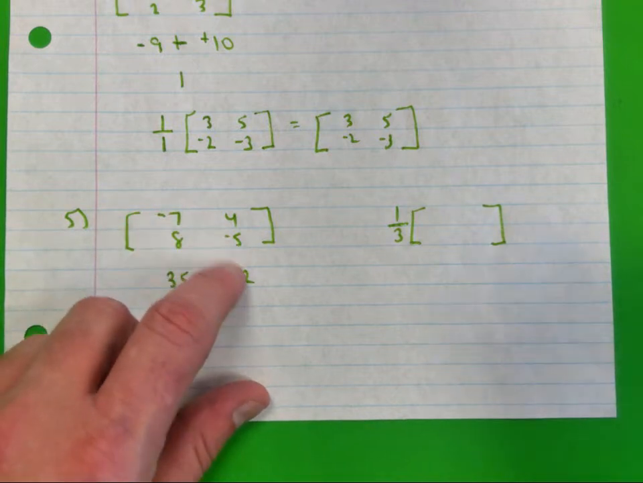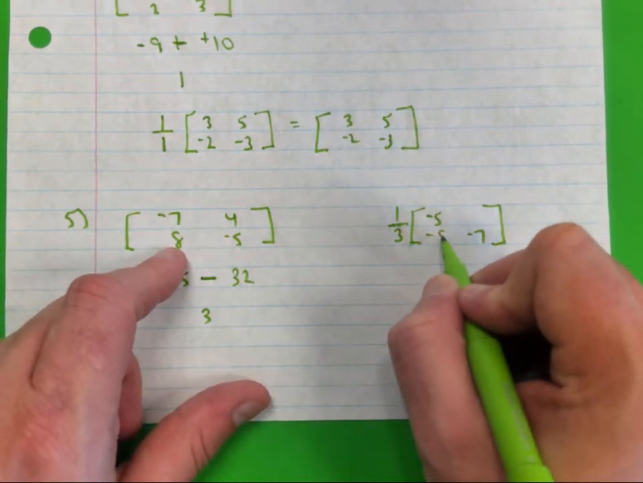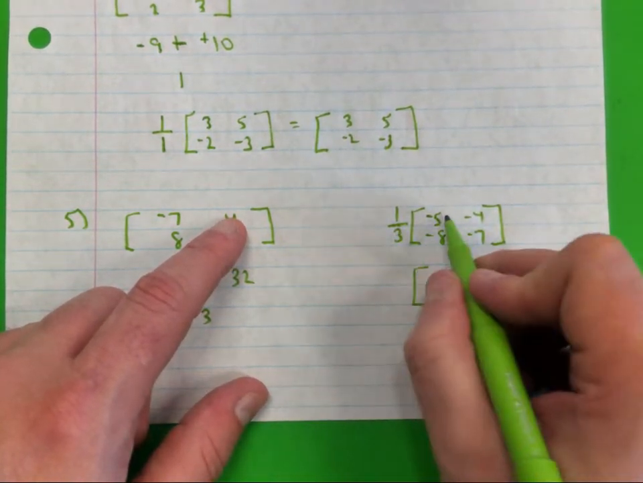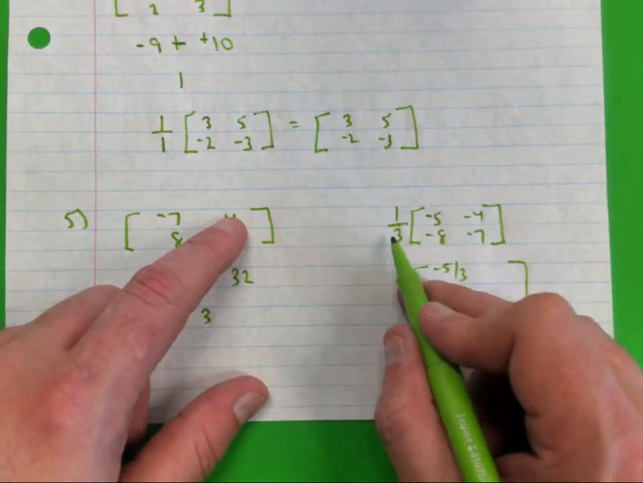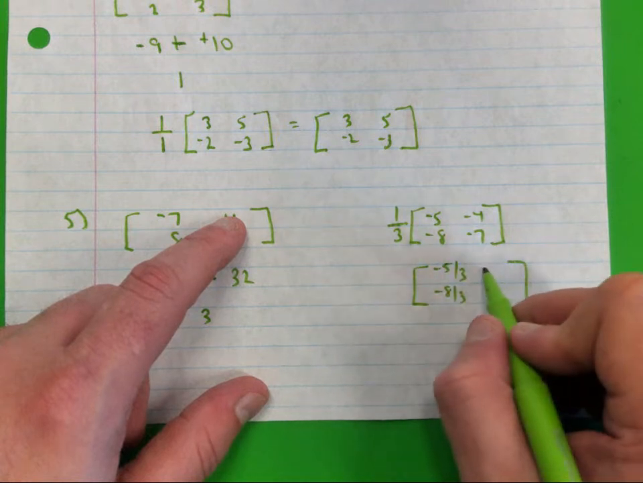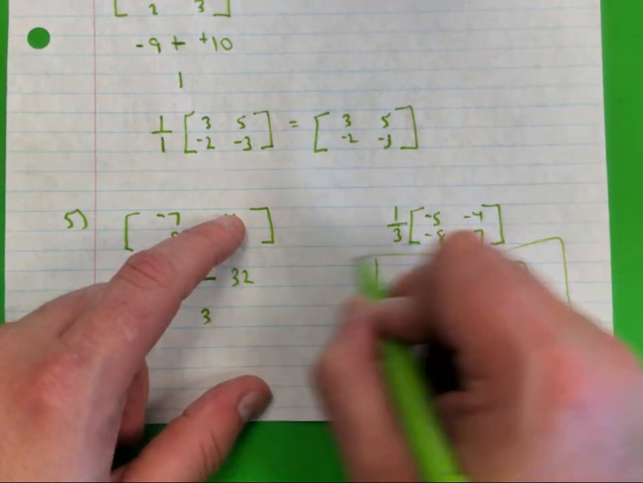What do I do with these two? Flip the position and then change the signs of these two. So now my inverse, 1/3 times -5, I just put -5/3. Don't give me a decimal. -8 times 1/3 is -8/3. -4 times 1/3 is -4/3. And then -7/3. And that would be your answer.